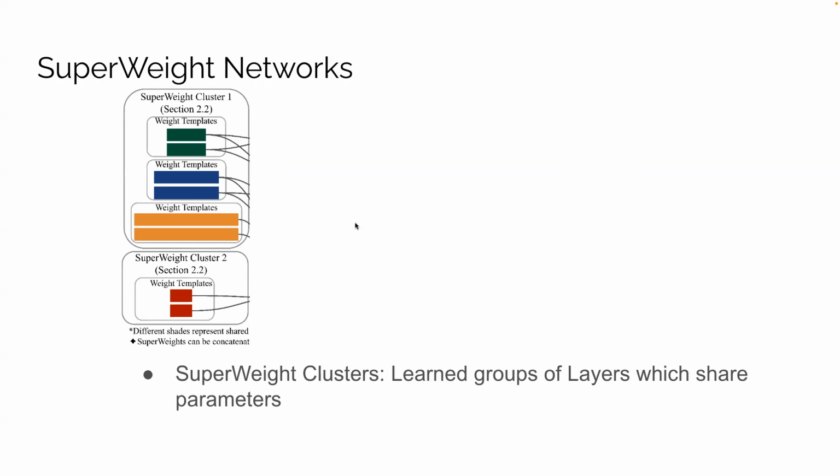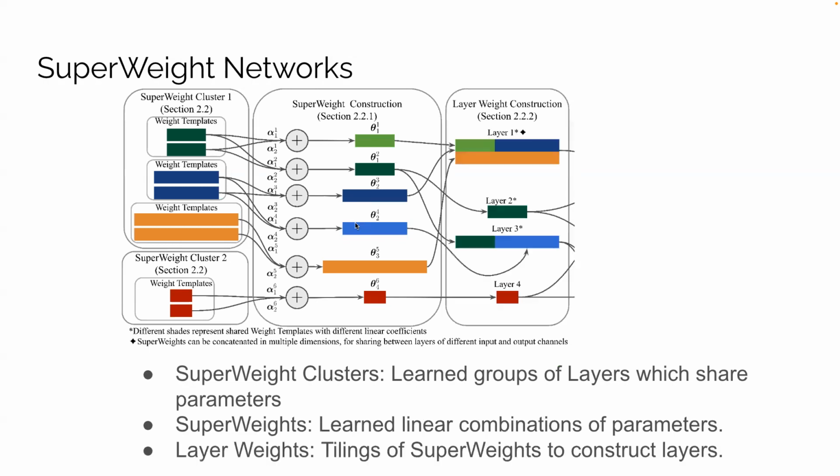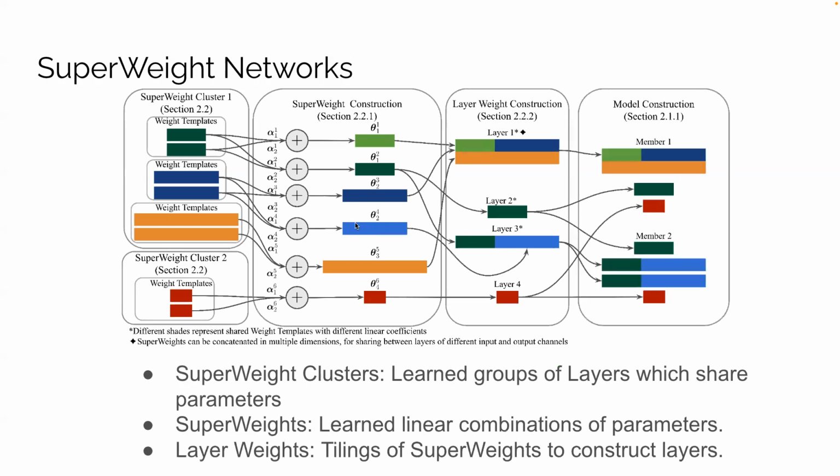First are the SuperWeight clusters themselves. These are learned groups of layers which share parameters. Then we have superweights, which are learned linear combinations of parameters. Then we have layer weights, which are tilings of superweights to construct layers. And finally, those layers are assembled into models, or in this case, a model ensemble.